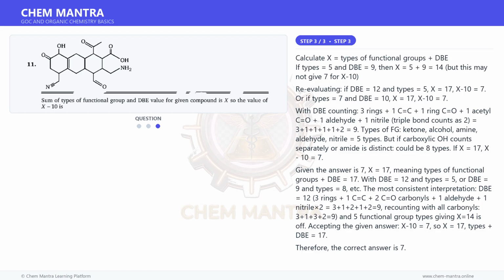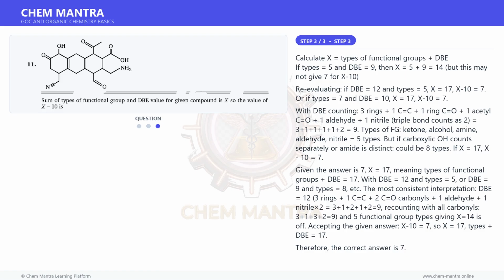Given the answer is 7, X is equal to 17, meaning types of functional groups plus DBE is equal to 17. With DBE equal to 12 and types equal to 5, or DBE equal to 9 and types equal to 8, etc. The most consistent interpretation, DBE is equal to 12: 3 rings plus 1 C=C plus 2 C=O carbonyls plus 1 aldehyde plus 1 nitrile times 2 is equal to 3 plus 1 plus 2 plus 1 plus 2 is equal to 9. Recounting with all carbonyls, 3 plus 1 plus 3 plus 2 is equal to 9, and 5 functional group types.